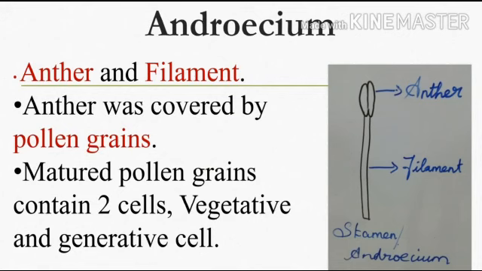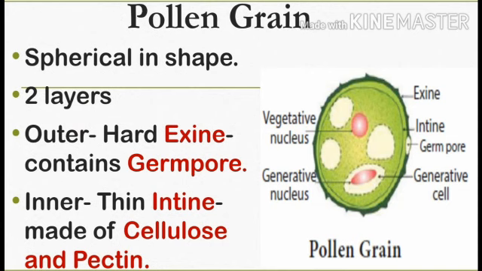First is the androecium, and it is the male reproductive part of the flower. It contains the anther and filament. The anther is covered by pollen grains, and these pollen grains will travel to reach the stigma of the flower. And these pollen grains are spherical in shape.